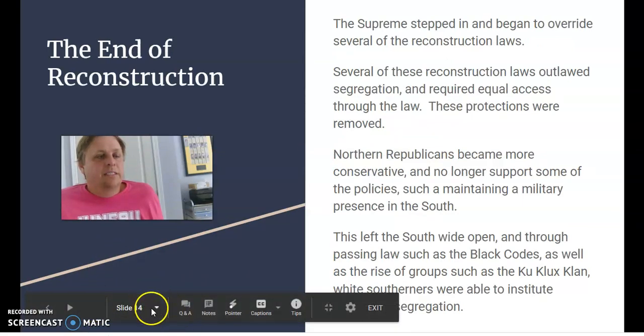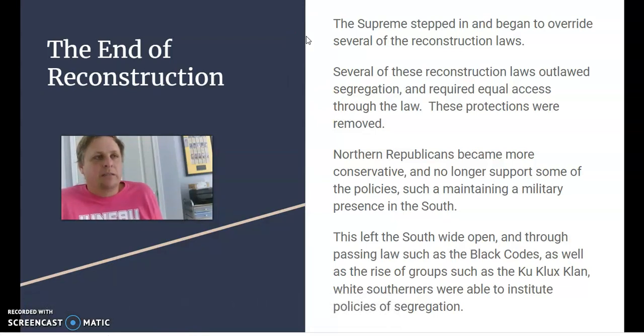This finally ends. We look here, the Supreme Court stepped in. So again, that body of 9, which is unelected, existed prior to the Republican takeover. So they still were pro-slavery, just like they were during Dred Scott. They stepped in and started to override and call some of these Reconstruction policies overreach. They started outlawing them. Several of the Reconstruction laws that were passed outlawed segregation and required equal access. These protections were removed by the Supreme Court.